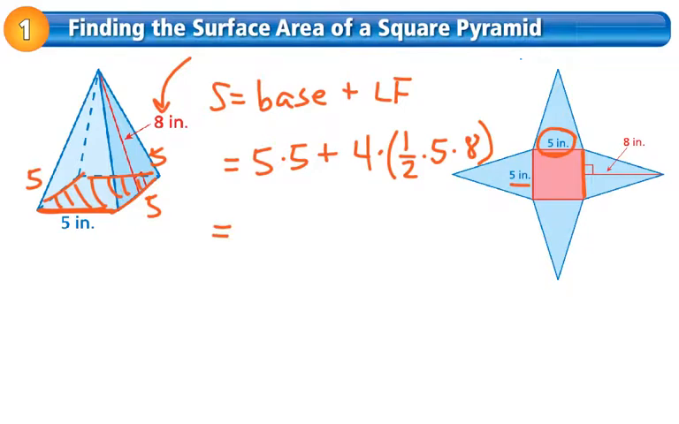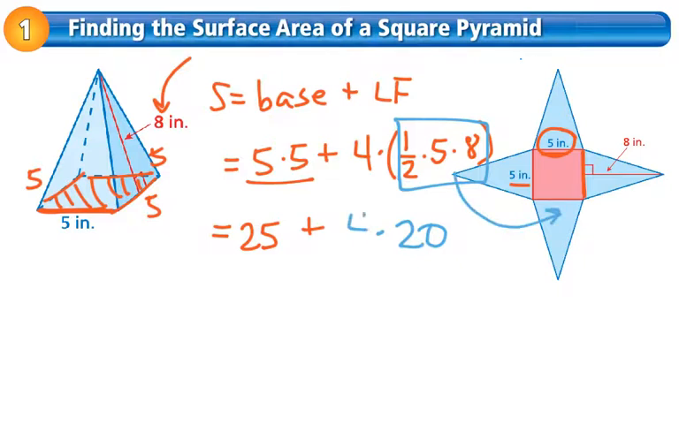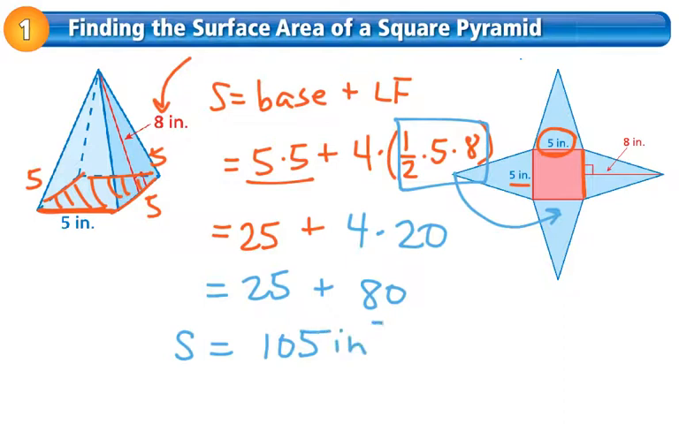So this area of the base would be, again, 5 times 5. That's 25 square inches. And then we're going to have to break this next part down. I'm going to go ahead and tackle the area of one lateral face first. 1/2 times 5 times 8, well, that should be 20 square inches. But again, that's just one triangle. We need all four, so we still need to multiply that by 4. And then 4 times 20 square inches is 80 square inches, plus the area of the base, which was 25. And that leads us to our total surface area of 105 square inches.